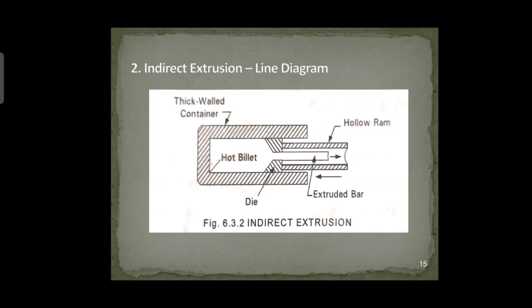The second method of extrusion is the indirect or backward extrusion. You can go through this diagram. Again, the similarity, you can see the elements present in this diagram for indirect or backward extrusion. Why is this name given? You just have to get an idea regarding that. The components included in this are the same.